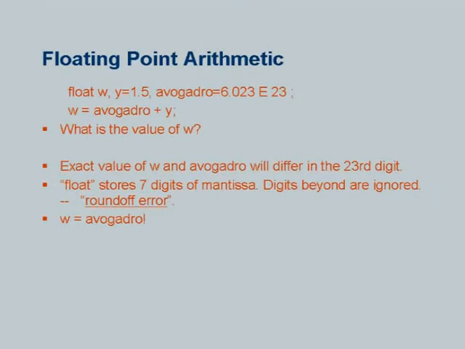Let us look at the remaining lines of this slide. We define float W and float Y. Y is equal to 1.5. Then we define Avogadro as 6.023 10 to the power 23. For those of you who recall their physics lessons from the college days, you will remember that Avogadro number is actually 6.023 into 10 to the power 23. It's an extremely large number. 10 to the power 23 is a very large number.